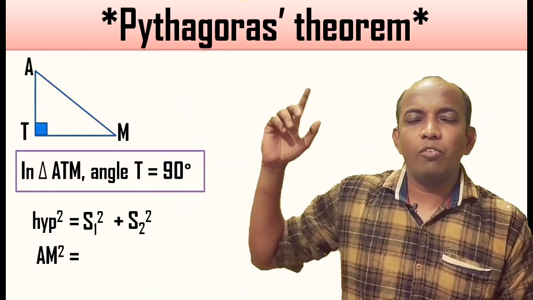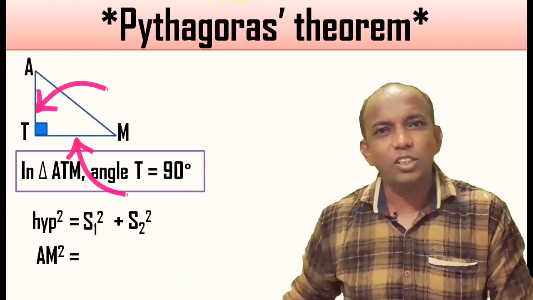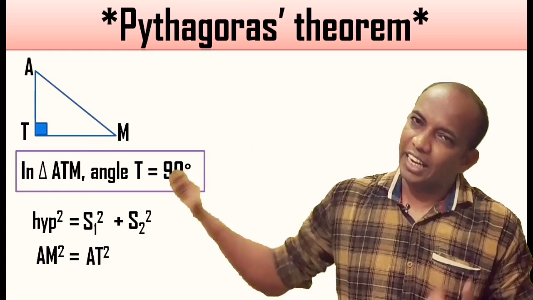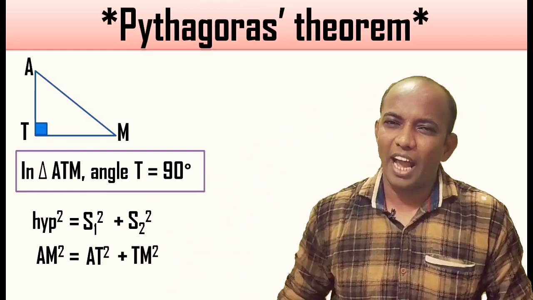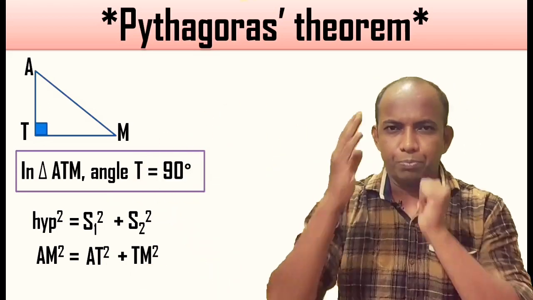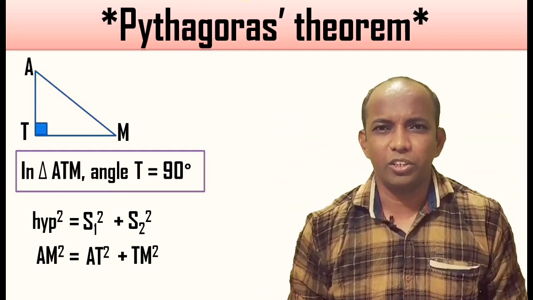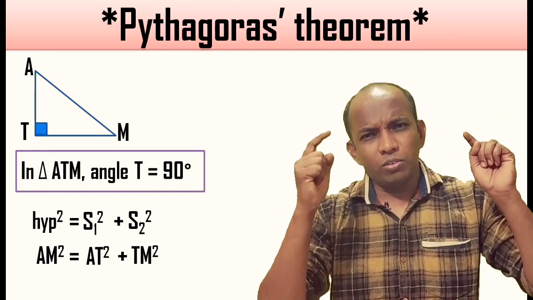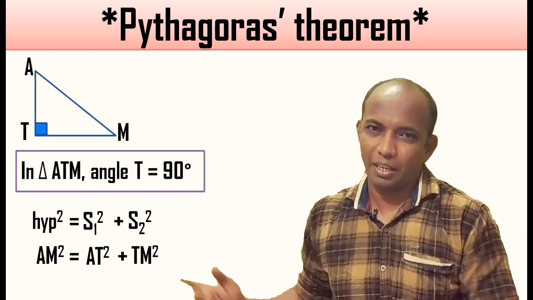Okay, after that, which are the remaining two sides? AT and TM are the remaining two sides, and that is why below S1 I have written AT square, and below S2 I have written TM square, and this formula is nothing but Pythagoras theorem. Okay, so my target is first of all to know the hypotenuse. After that, use this hypotenuse and the side in the Pythagoras theorem.